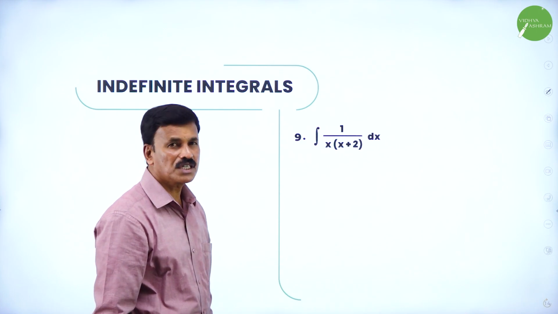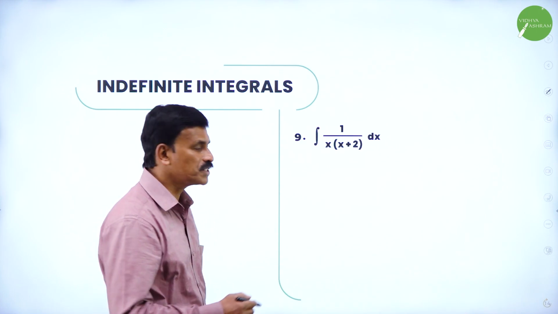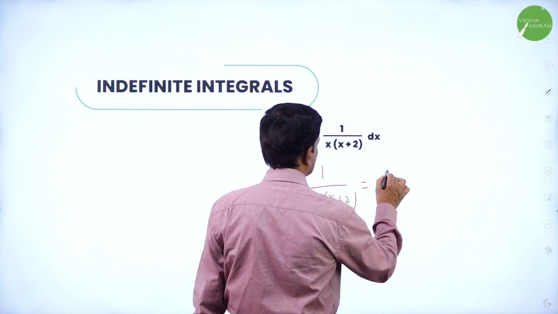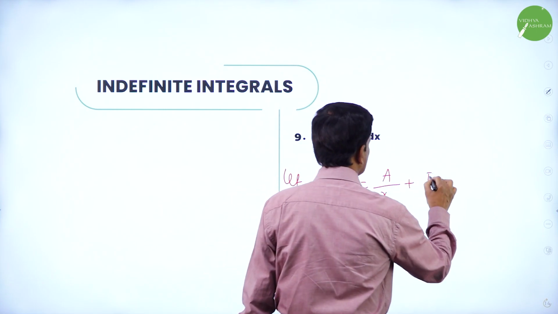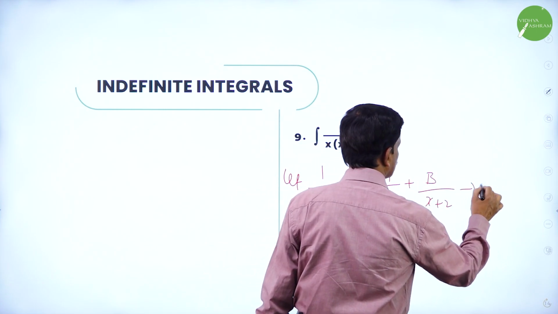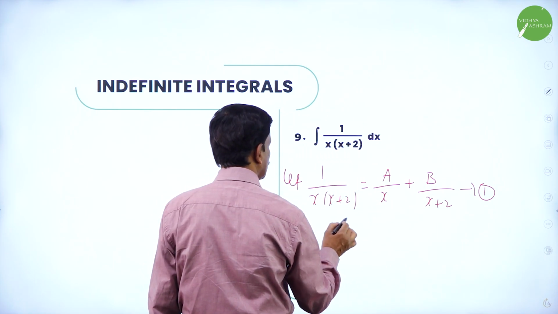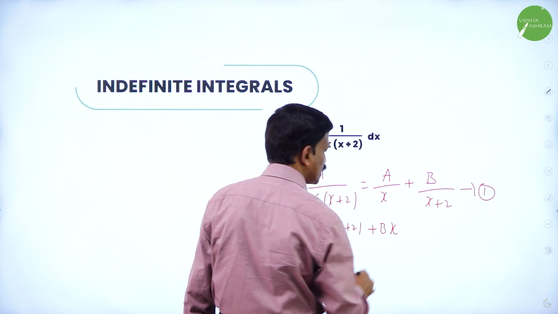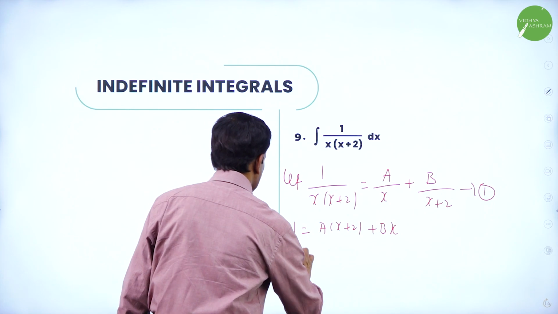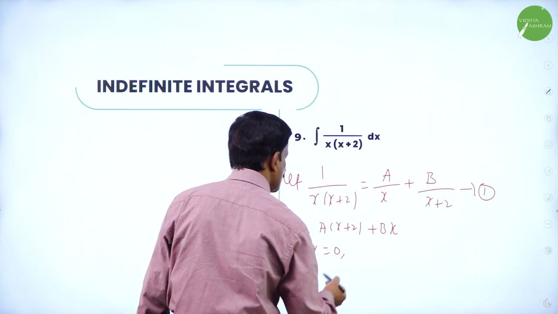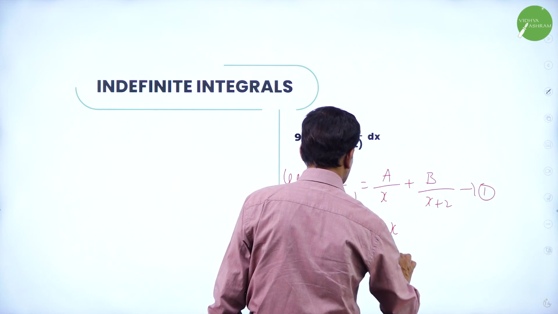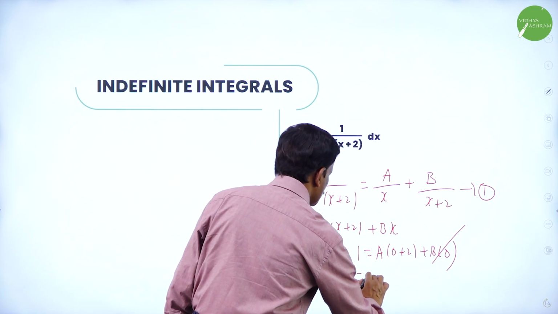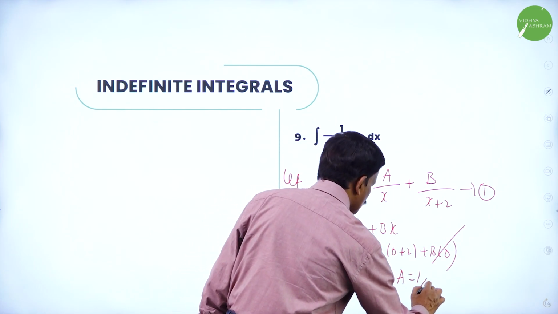Evaluate 1 over x into x plus 2. Again this is integration by the method of partial fraction. Let 1 over x into x plus 2 be written as a by x plus b divided by x plus 2, equation number 1. So we can write 1 is equal to a into x plus 2 plus b into x by taking LCM and simplifying. Now if you put x is equal to 0, then you will get 1 is equal to a into 0 plus 2 plus b into 0, b gets cancelled. 1 is equal to 2a, therefore a is equal to 1 by 2.